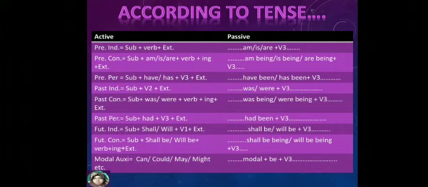Last one is modal auxiliary verb. These are can, could, may, might, etc. You have to use only be with them. Remember that the main verb in a passive sentence is always in the past participle form, that is V3 form.